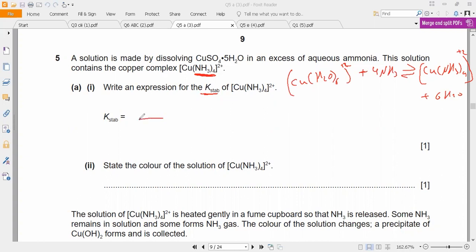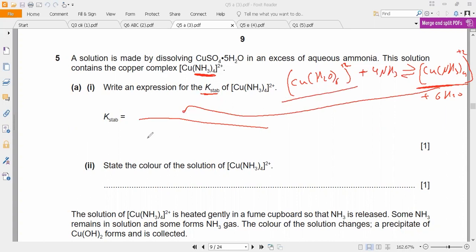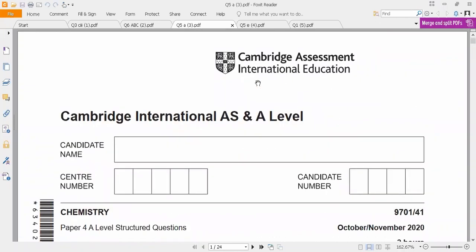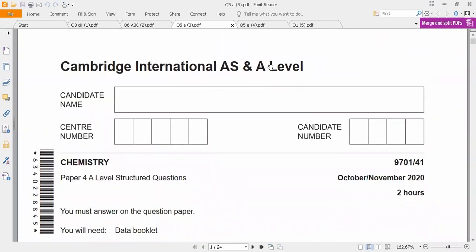Now we can write the Kstab easily. So we bring the concentration of this complex and put it on top, the concentration of the copper water complex, put it down. The NH3 concentration will be raised to the power of 4. That's it. This is the only question we have in this paper, which is 2020, October, November.